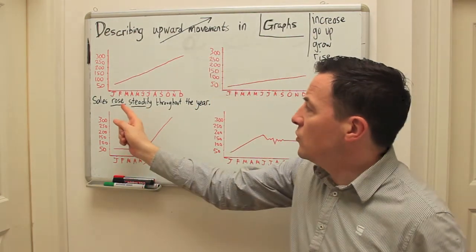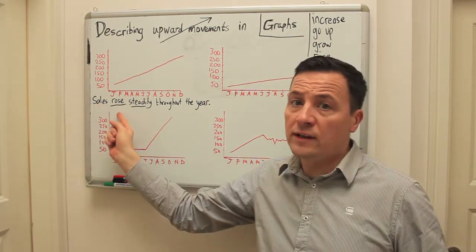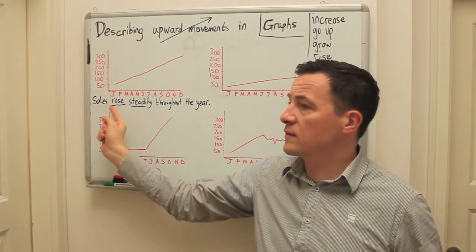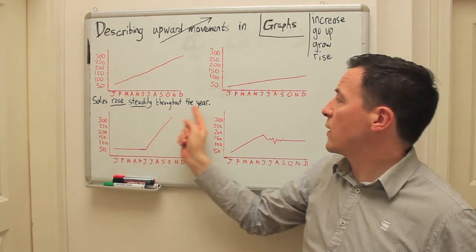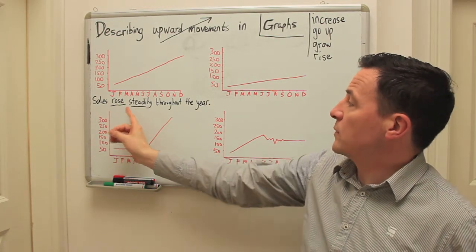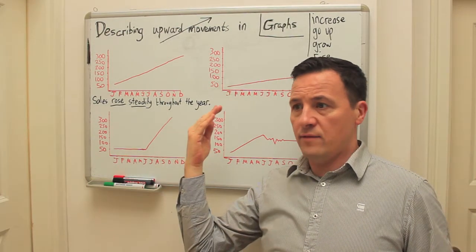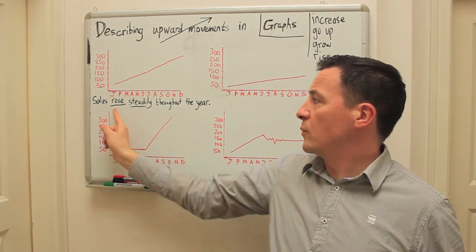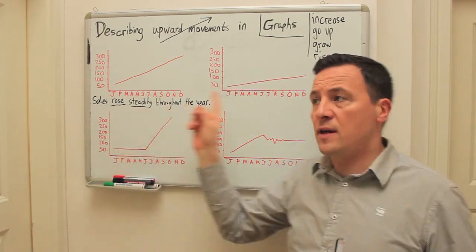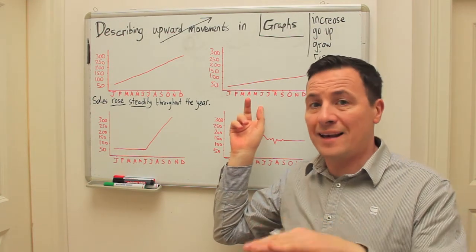Okay, so you could also use any of these verbs here. So you could say sales increased steadily throughout the year, or with grow, sales grew steadily throughout the year, or sales went up steadily throughout the year. So let's compare that with the second graph. So you can use the same verb, but you need to use a different adverb. So the adverb here, in this case, would be gradually.